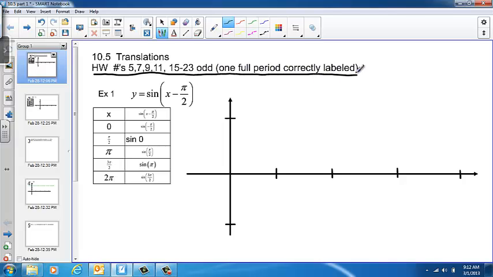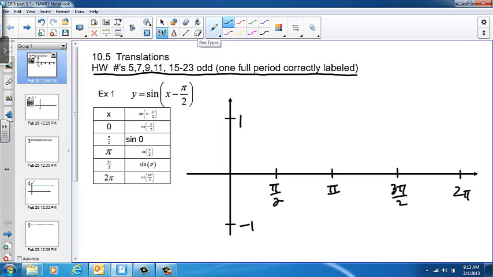Let's graph the sine of x minus pi over 2. Let's see what effect the subtraction of pi over 2 from x has on the graph of the sine function. So let me label the quadrantal values. We've got pi over 2 here, pi, 3 pi over 2, and 2 pi. And then the range of the sine function is from 1 to negative 1.